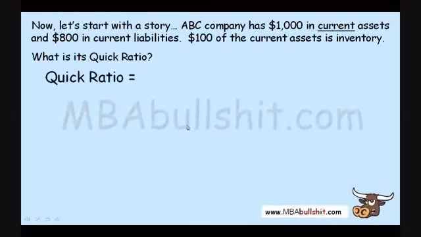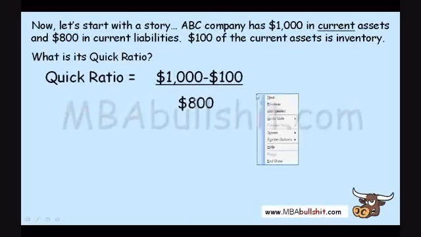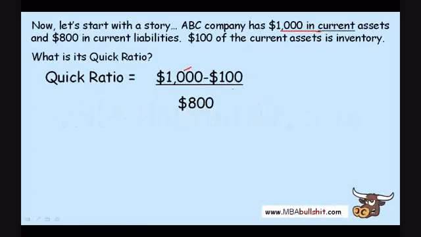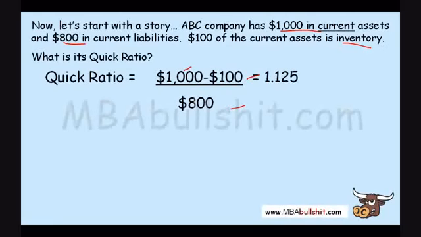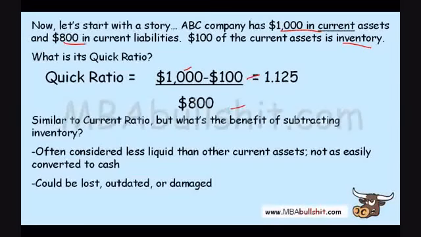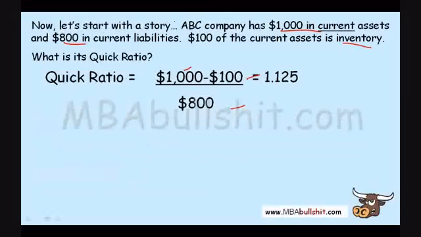The quick ratio is very simple. It is $1,000, which comes from the current assets, minus $100, which is the inventory, all over $800, which is the current liabilities. In the end, we come up with a very simple answer: our quick ratio is 1.125. Now, as you can see, it is similar to the current ratio, but what's the benefit of subtracting inventory? Why are we subtracting this inventory?